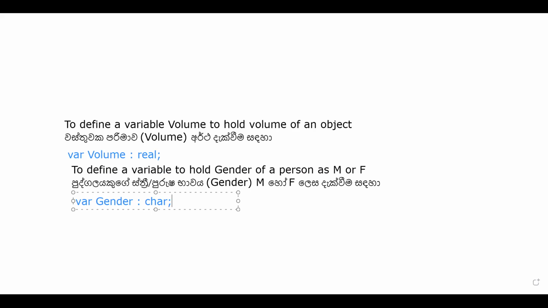The name of the variable is wrong, Pramudi, because you can't use spaces. Oh, sir. Right. So you had to remember the rules. Right. The next one.